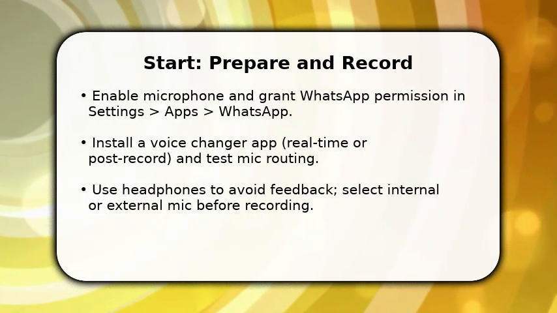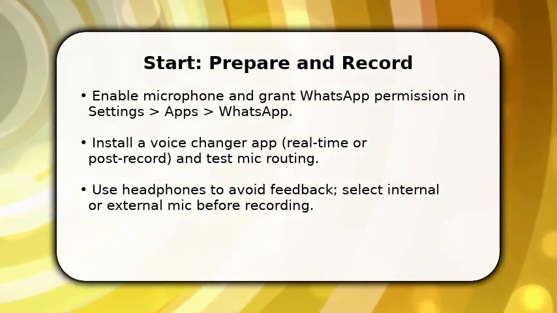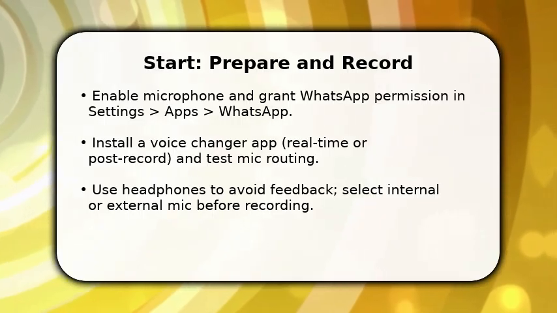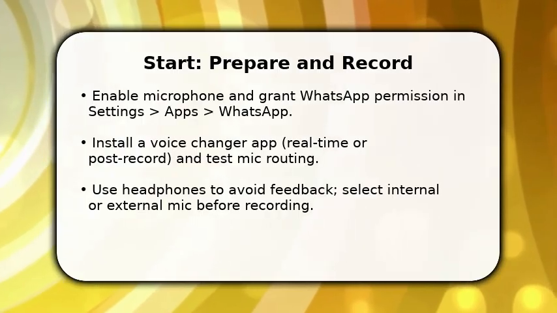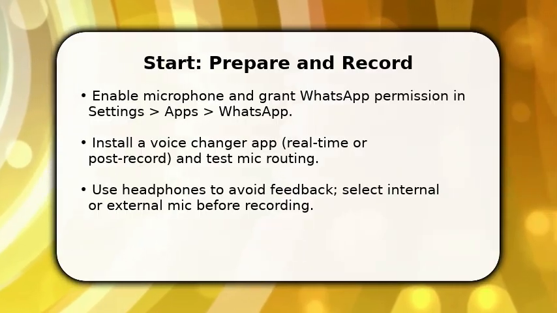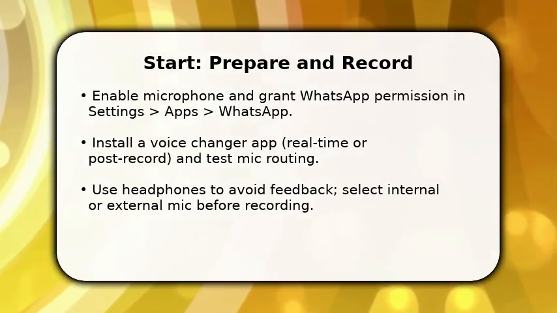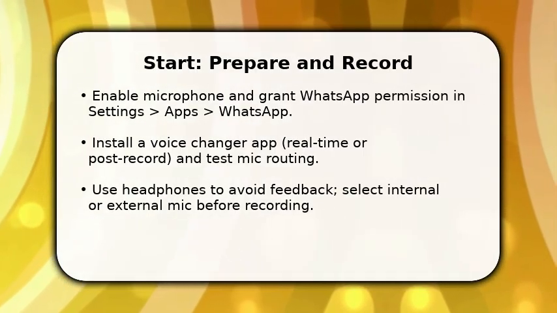You'll begin by confirming permissions and choosing a voice path. First, open WhatsApp and allow microphone access, otherwise no audio will capture. Then install a reputable voice changer app. Pick real time if you want to alter while recording or post record for editing after. Once done, plug in headphones to avoid echo and choose the correct mic in phone settings.